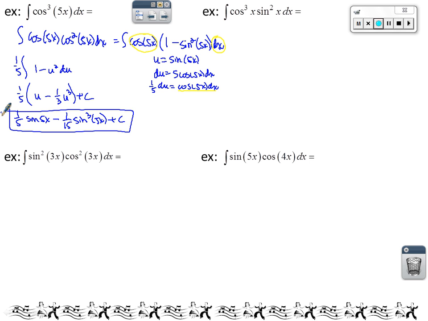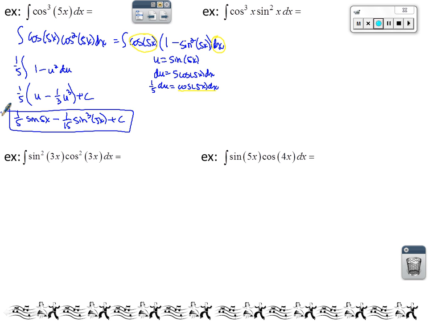Okay, so what we did was we used the suggestion. We saved one of the cosines out because it was odd. We turned all the other cosines into sines, and then did u substitution. Okay? We okay so far? All right, the second one.